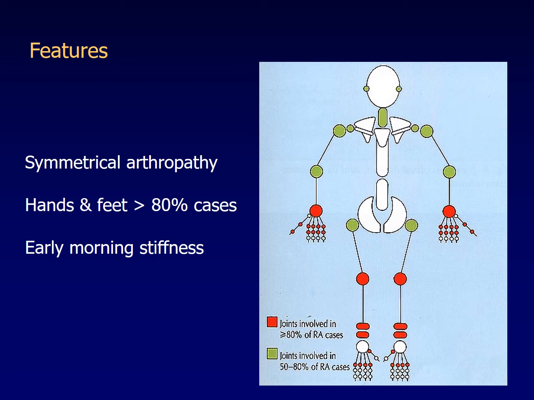The clinical features with which a patient presents in OPD: symmetrical arthropathy, meaning bilateral similar pain over the same joints, like both wrists, both elbows, both shoulders involved. Most commonly the small joints of the hand and feet are involved, and the patient has the typical sign of early morning stiffness. The patient will tell you that in the morning on waking the joints are very stiff, and as the day passes pain and stiffness decrease.